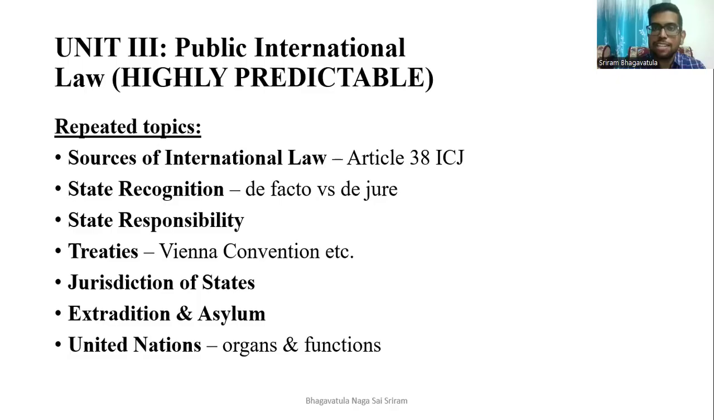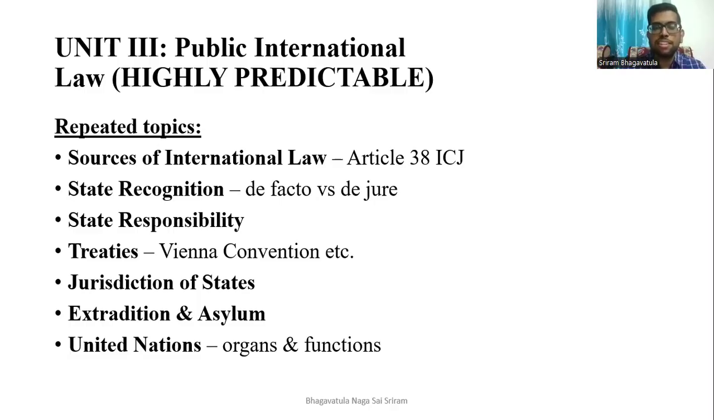Next comes the treaties. Some of the international treaties such as the Vienna Convention, or treaties, conventions, and also all these types of agreements, this is very, very important. Next comes the jurisdiction of the states. That means if a state wants to file a case against another state, what is the jurisdiction it is having, whether territorial jurisdiction is there, subject matter jurisdiction is there, or any kind of test will be there to determine the jurisdiction. That is also very, very important when it comes to public international law.